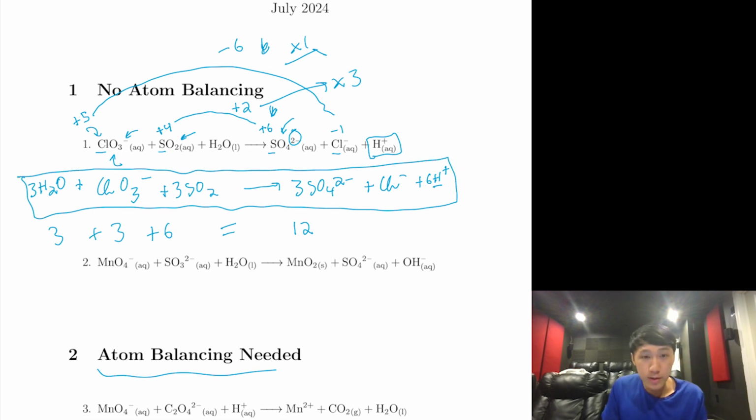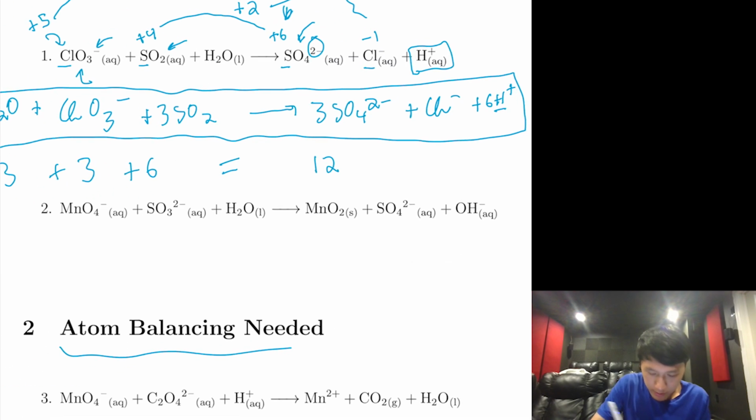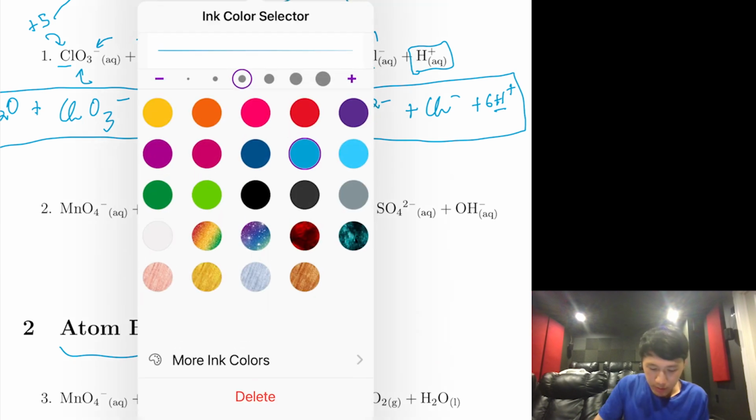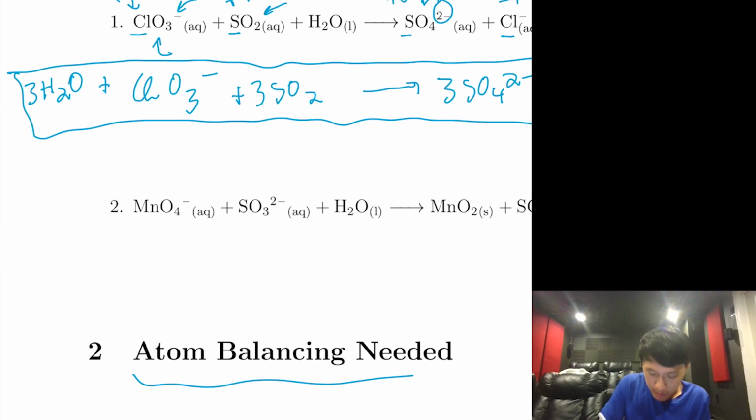Let's try one more example in basic conditions before I speed things up and do harder examples. Here, we have the permanganate ion, -1 overall. Each of these oxygens is -2. That means this Mn needs to be +7.